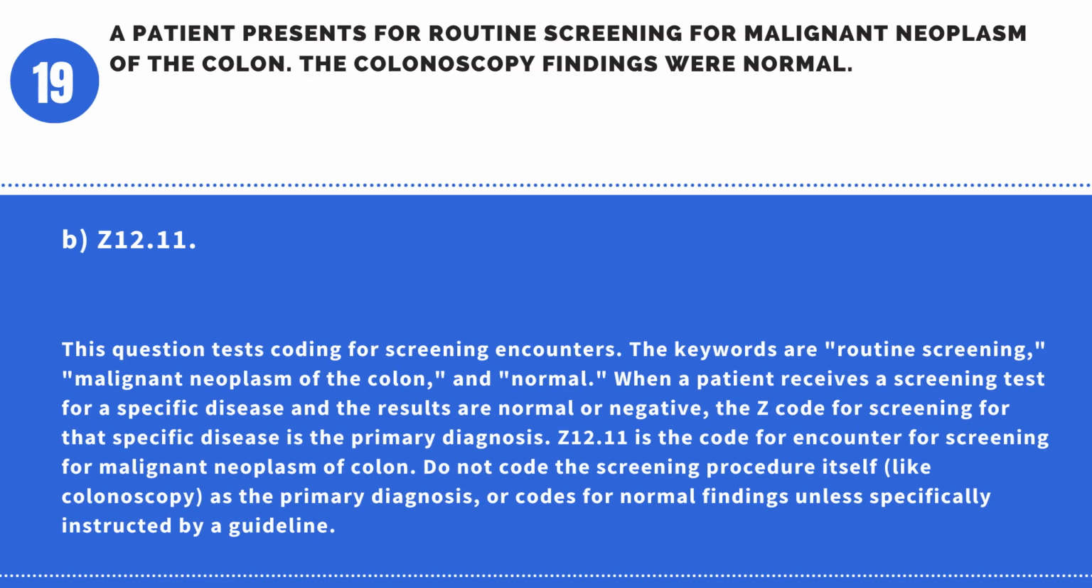Answer: B. Z12.11. This question tests coding for screening encounters. The keywords are routine screening, malignant neoplasm of the colon, and normal. When a patient receives a screening test for a specific disease and the results are normal or negative, the Z code for screening for that specific disease is the primary diagnosis. Z12.11 is the code for encounter for screening for malignant neoplasm of colon. Do not code the screening procedure itself, like colonoscopy, as the primary diagnosis, or codes for normal findings unless specifically instructed by a guideline.